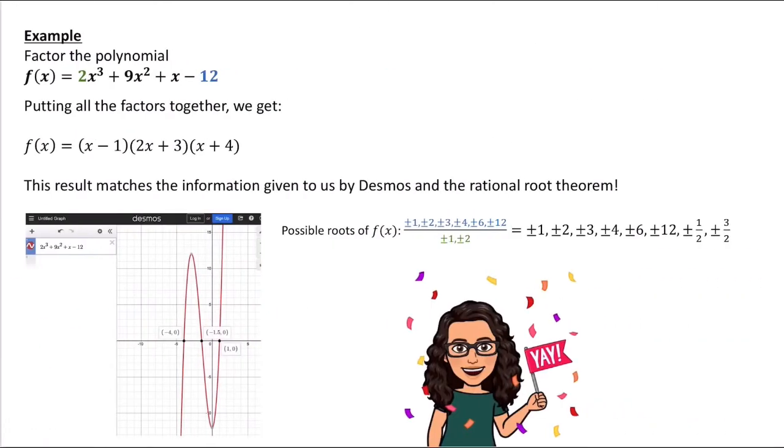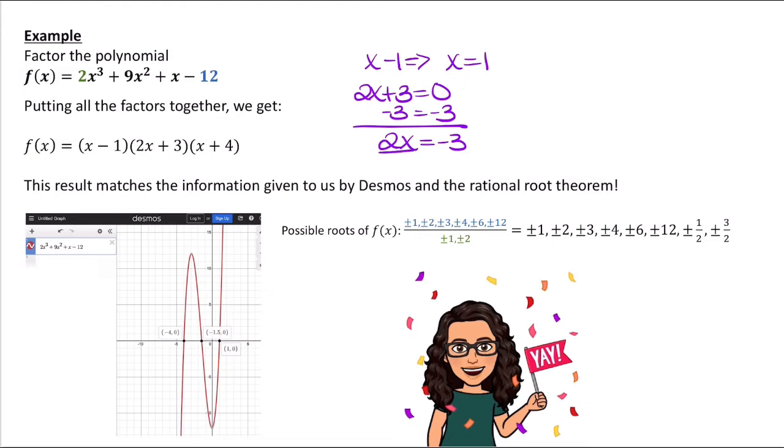So yeah, that's what happens when we put all the factors together. And notice that this does match the information given to us by Desmos and the rational root theorem, right? Because if we solve these factors, for example, x minus 1 tells us that we have a root of x equals 1. 2x plus 3, if we set it equal to 0 and solve, we can subtract 3 from both sides, and we get 2x equals -3. And then divide both sides by 2, so that's how we get x equals -1.5, or -3 over 2.